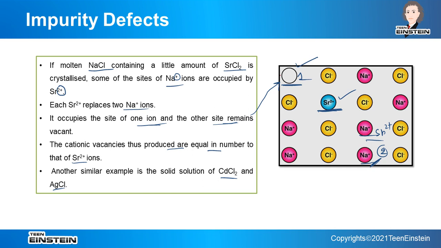So as if here you can see that NaCl is present in large amount and SrCl2 is present in small amount. So one solid is inside another solid. That is why we are calling it a solid solution. And another example is CdCl2 combined with silver chloride. Okay, so this is impurity defect.